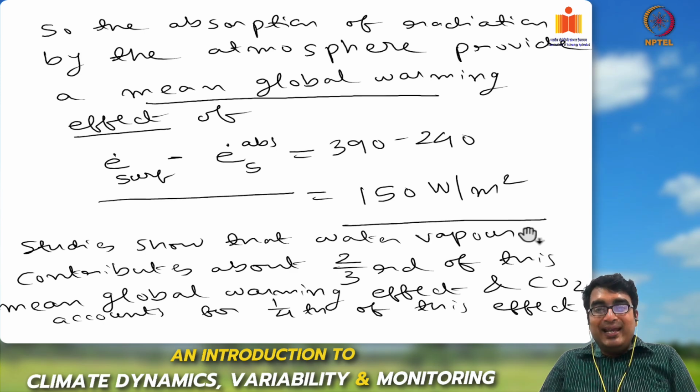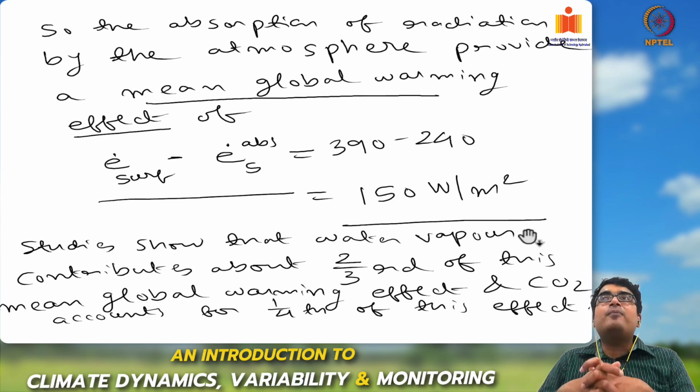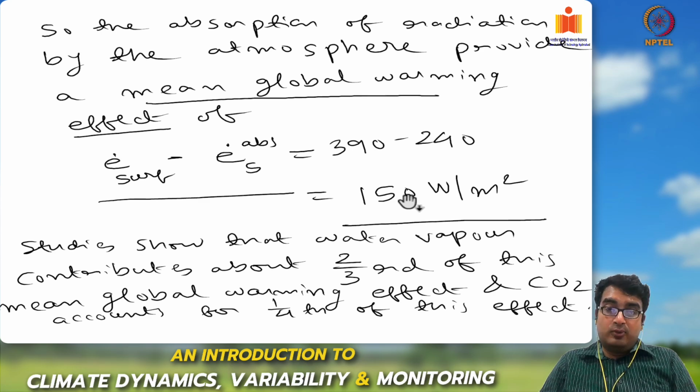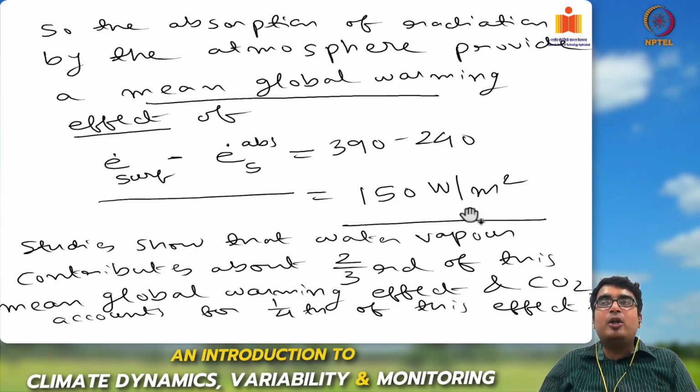Hence, we can say that the atmosphere on average is absorbing the rest of the emissions coming from the surface of the Earth, and this is a measure of the mean global warming effect that the atmosphere is having. The difference between the outgoing thermal radiation from the surface and the outgoing thermal radiation as seen from space is 390 minus 240, equal to 150 watt per meter square. This is the total global warming effect that the atmosphere is having on our planet Earth today.